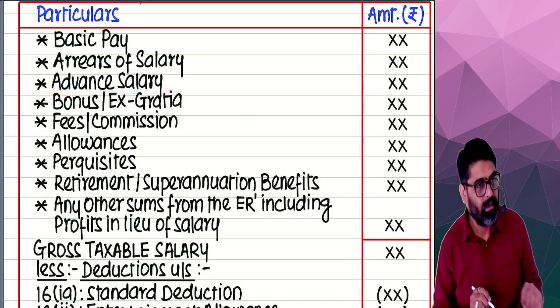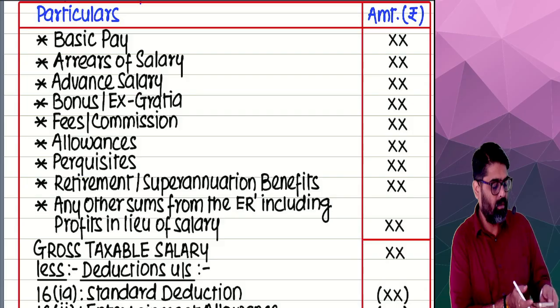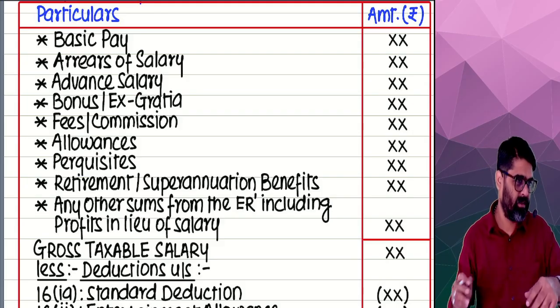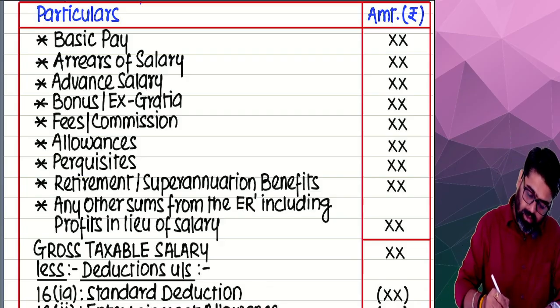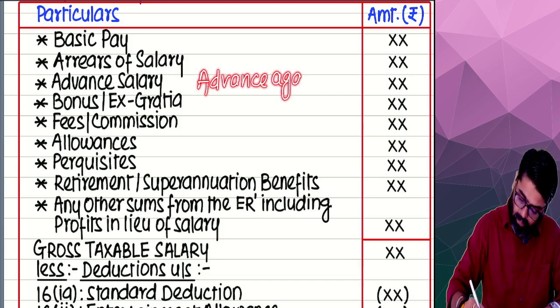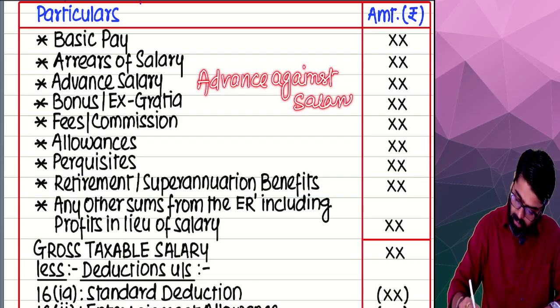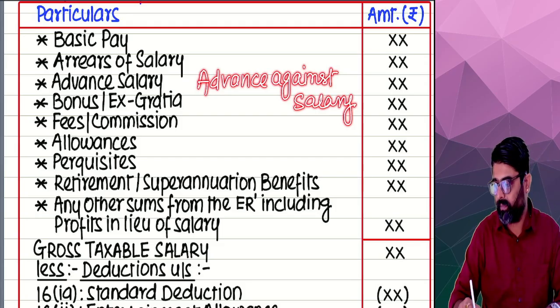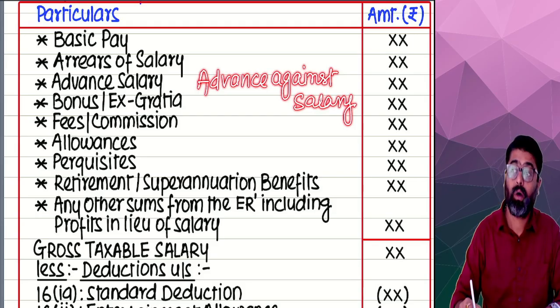Now wait. Sometimes they can put you in some trouble. They can twist this information. Now see, they are saying advance. What are you receiving now? Are you receiving advance salary or advance against salary?